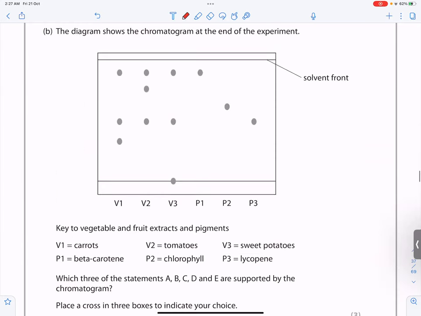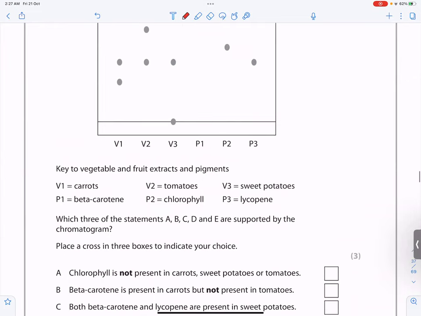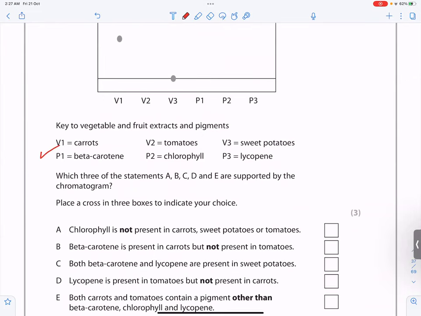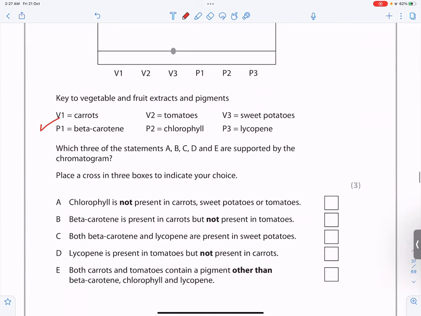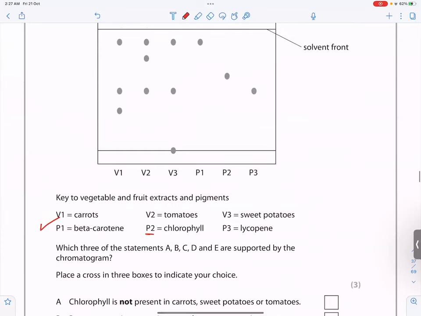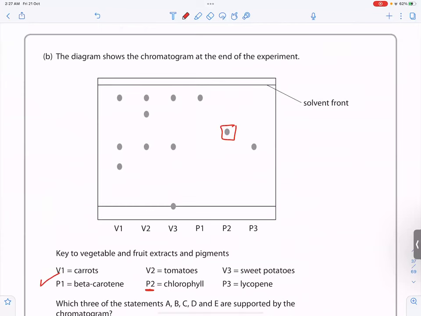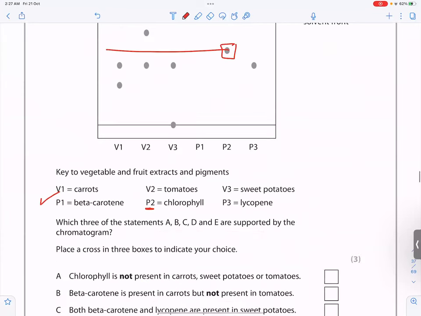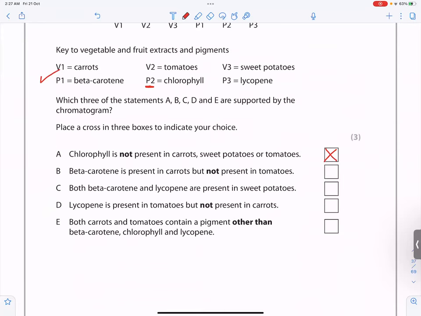The diagram showed a chromatogram at the end of the experiment. راح مديك الكي. Which three of the statements A, B, C, D, and E are supported by the chromatogram? Place a cross in three boxes to indicate your choice. Chlorophyll is not present in carrots, sweet potatoes, or tomatoes. Chlorophyll ده اللي هو P2. لا ده P2 مش موجود في التلاتة صح مظبوط يبقى the statement D correct.